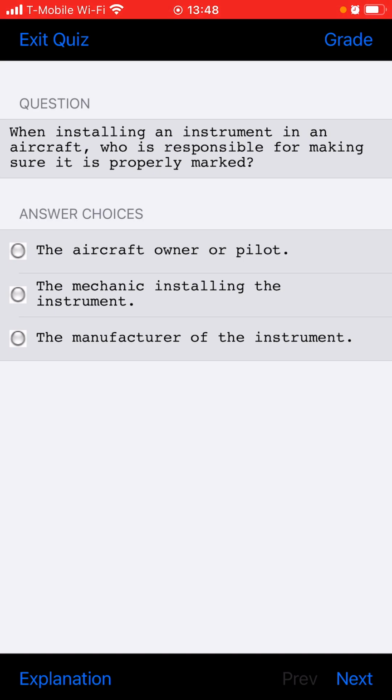Name two basic types of fire extinguishing system. The conventional system and the high rate discharge system.